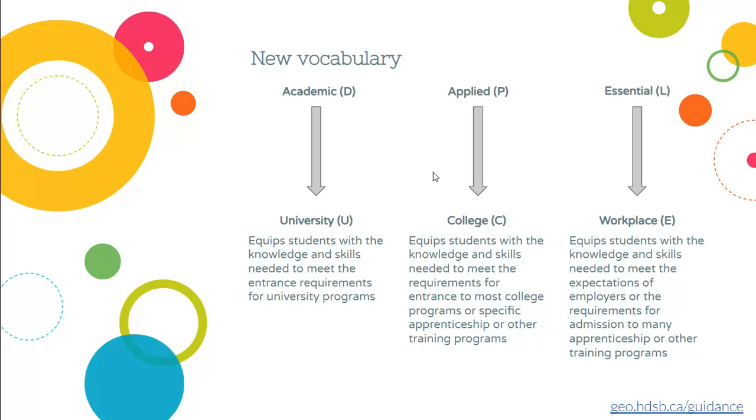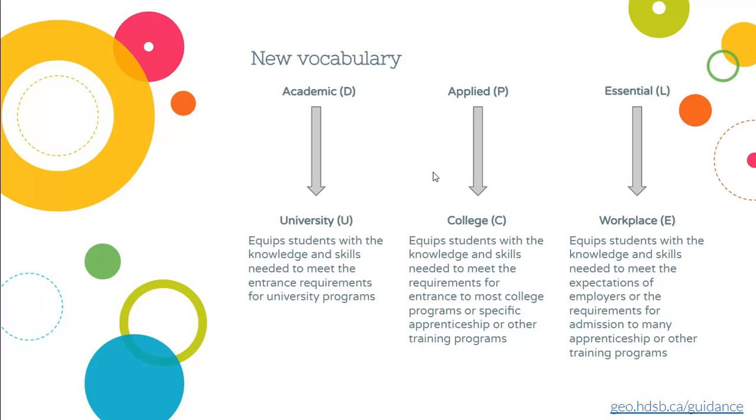In other words, the academic courses that used to be signified by the letter D in the course code now change terminology to the destination that they lead to. So that would be U, or university level. And it really does equip students with the knowledge and skills needed to meet the entrance requirements for university programs.